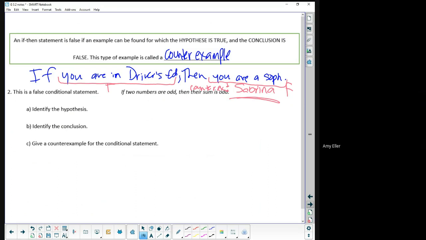This was false. She was not a sophomore. So there we go. That's what a counterexample is.